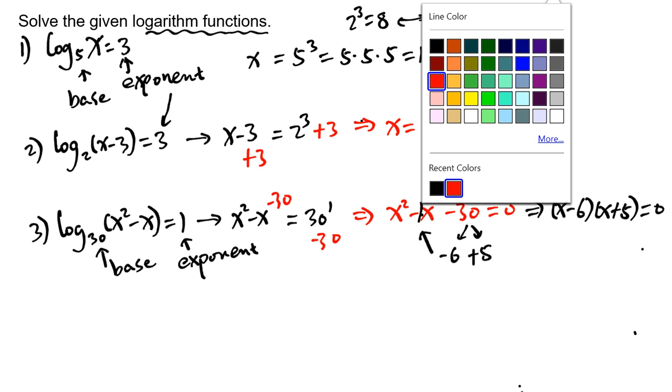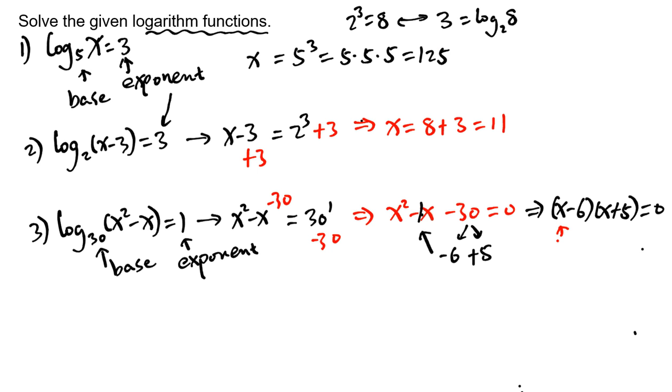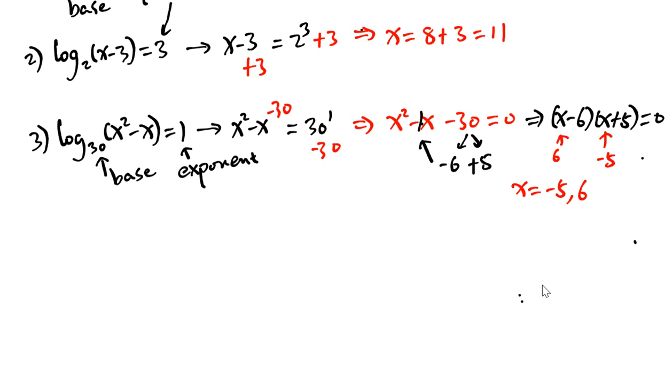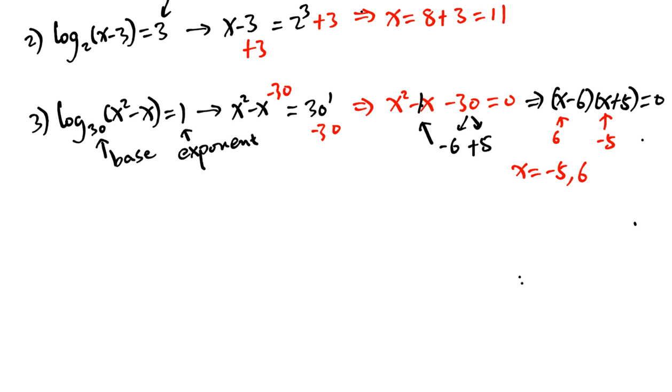So in this case, you plug in 6 here: 6 minus 6 is 0. You plug in negative 5 here: negative 5 plus 5 is 0. So x has two values. One is negative 5, another is 6. Okay, so that will be our solution. Then we keep going to more examples.